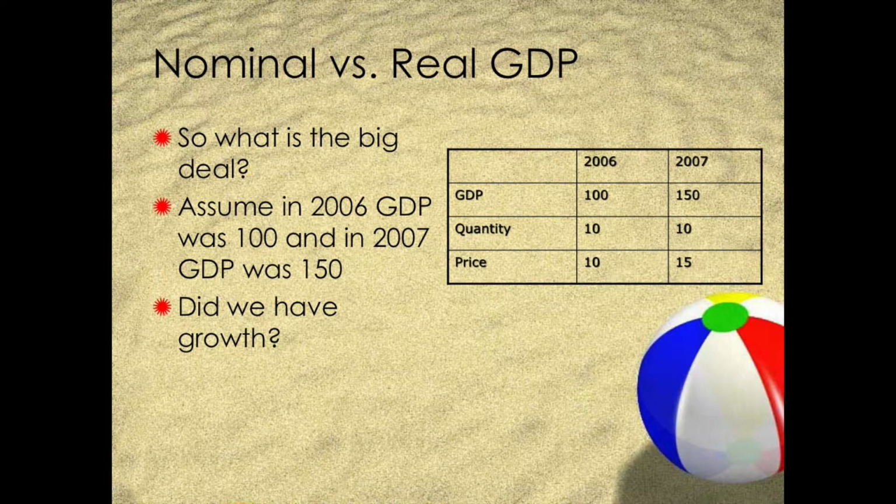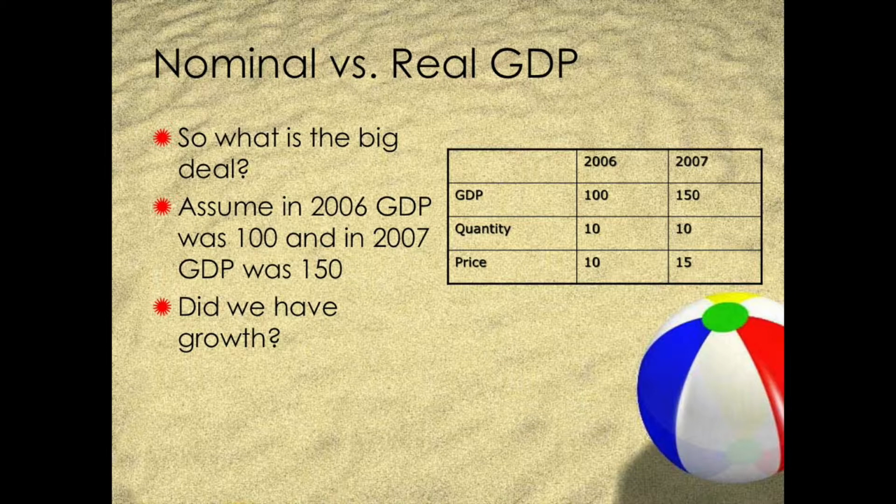Let's take a look at this simple example. In 2006, GDP was 100. In 2007, we can assume that GDP was 150. It looks like there's growth, but we need to take into consideration prices. During both years, the quantity of output was 10 units. In 2006, the price of each unit was $10, but in 2007, the price of each unit was $15.